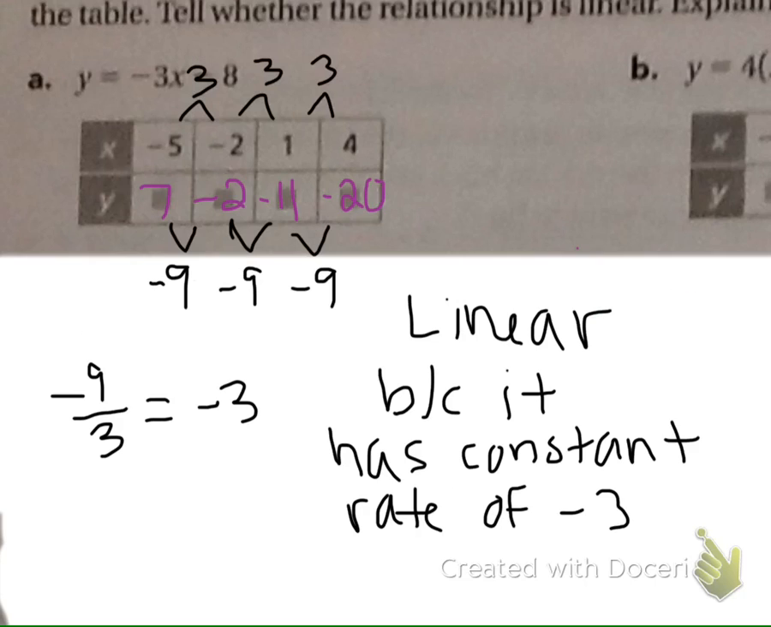And then looking back at A, the equation they gave us is already in linear slope form. Negative 3x is my slope, my coefficient that I found from my table, and the y-intercept would be negative 8.